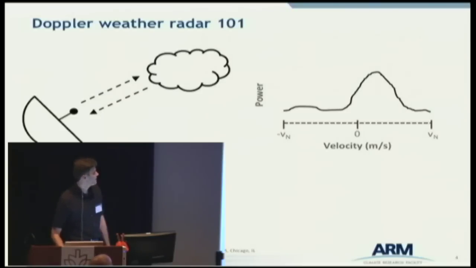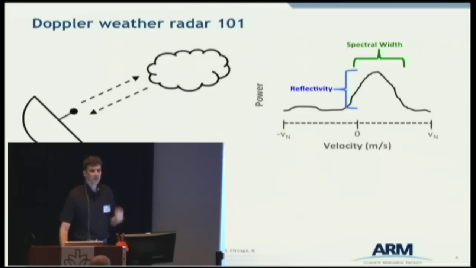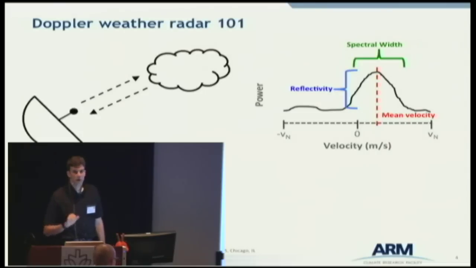That peak here we're interested in, we give some special names. So the height of it, or the intensity, is the reflectivity. That's what you see on the nightly news. Green means it's raining. Yellow and red, it's raining a lot. But we can also get the spectral width, which will tell us kind of how uniform the precipitation is. And the other interesting one is the location of that peak gives us the mean velocity, which tells us, is that storm moving towards or away from us, and how fast?